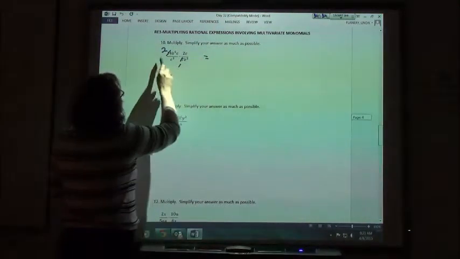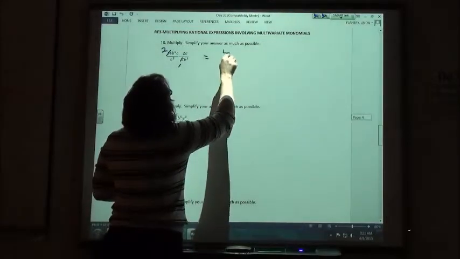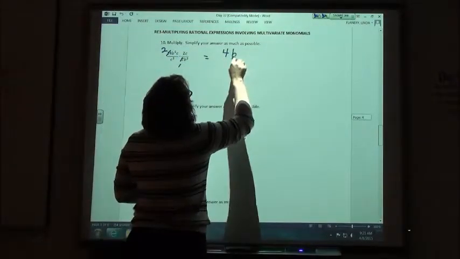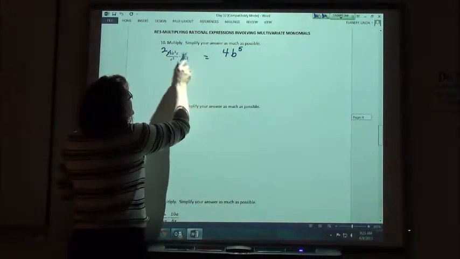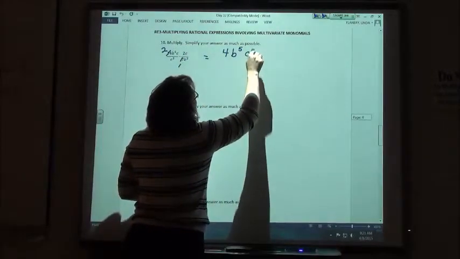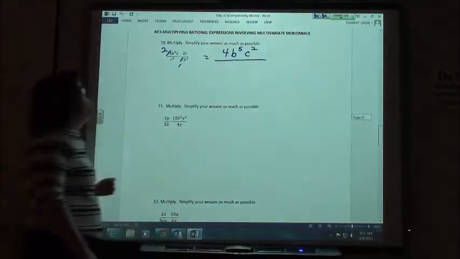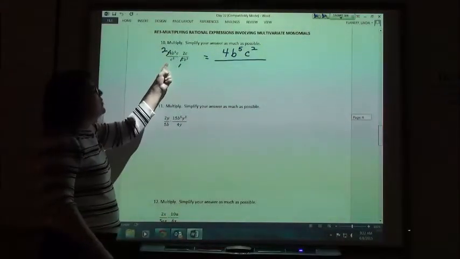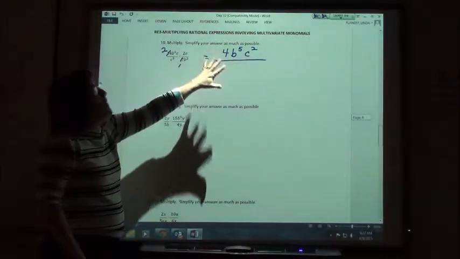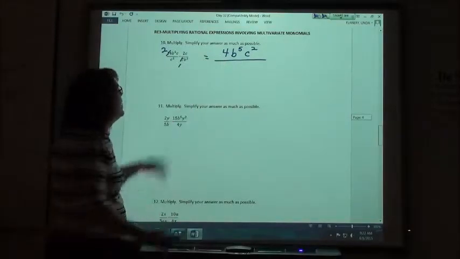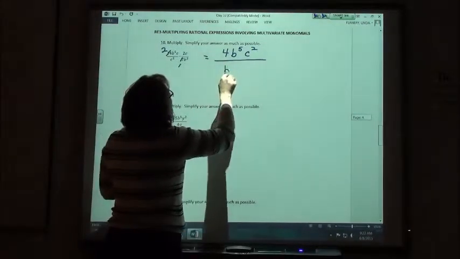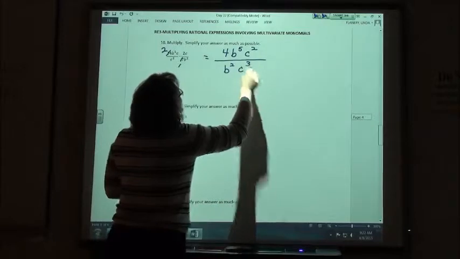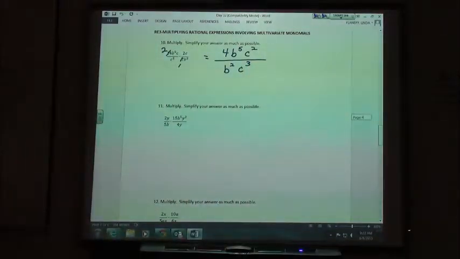And so on the top, 2 times 2 is 4. I've got a b to the 5th, and then I've got a c times another c, so that would be c to the 2nd power. On the bottom, I've got a c to the 3rd and a b squared, but because I like to line them up because I'm going to cancel, I'm going to switch them around, and I'm going to put the b squared first and the c to the 3rd. So they're in alphabetical order. Not that you have to do that, but it just makes it easier to see what you're doing.